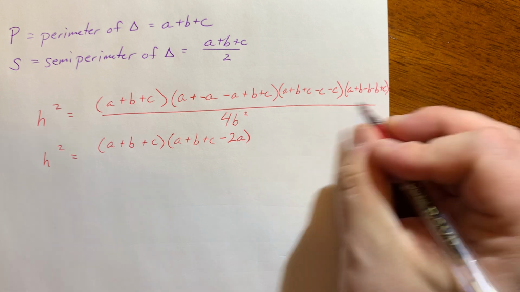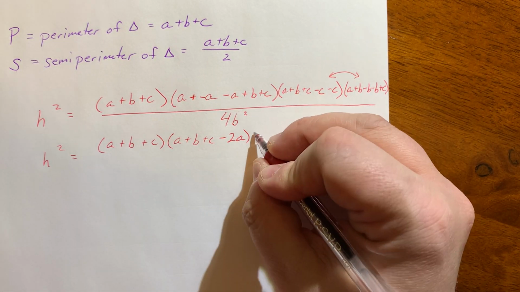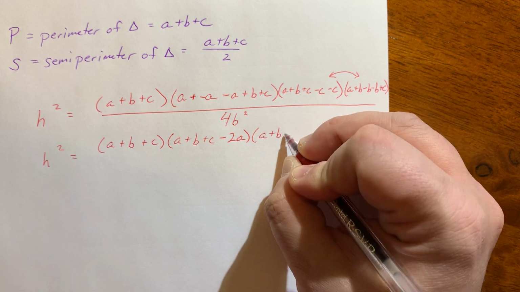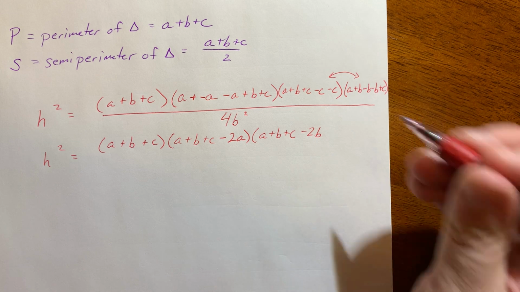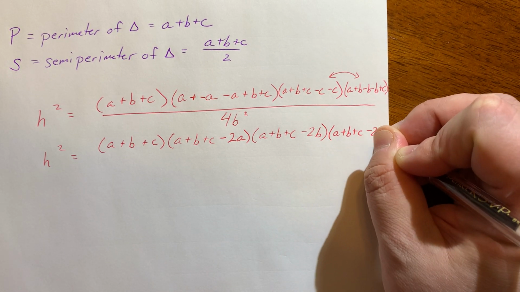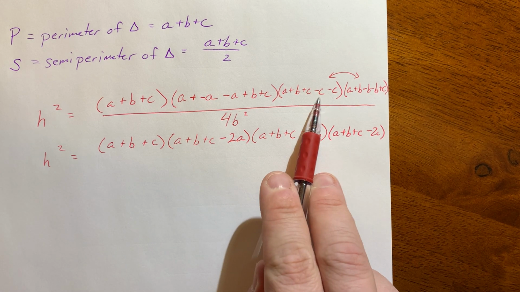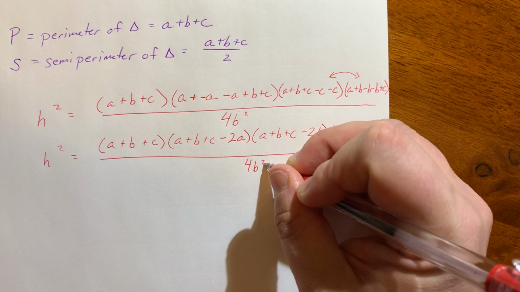So over here, let me swap these as well so that we have a's, b's, and c's in order. This would be a plus b plus c minus 2b, the b's being negative. And this one would be a plus b plus c minus 2c, because we have 2 negative c's in that one. All over 4b squared.